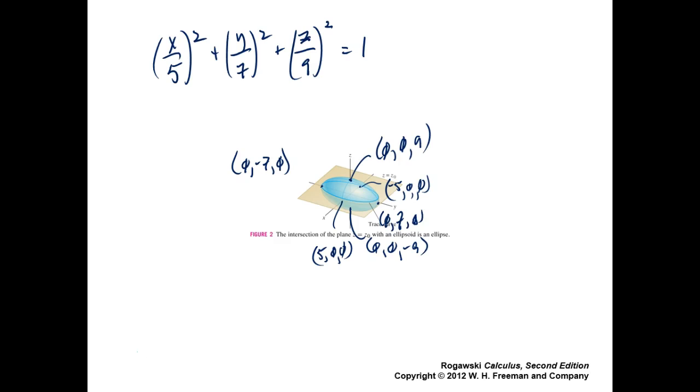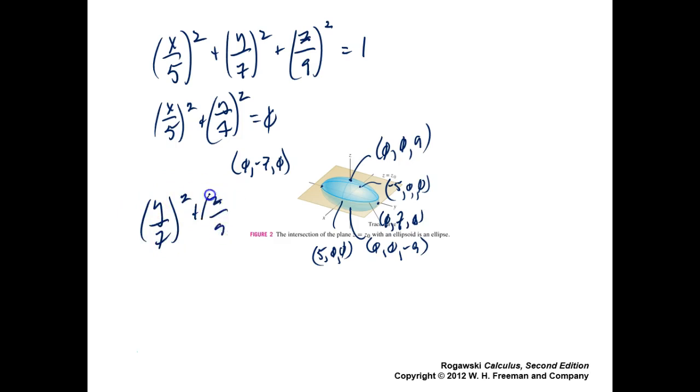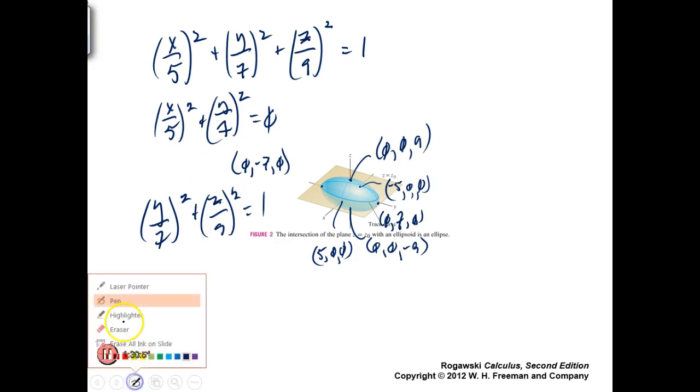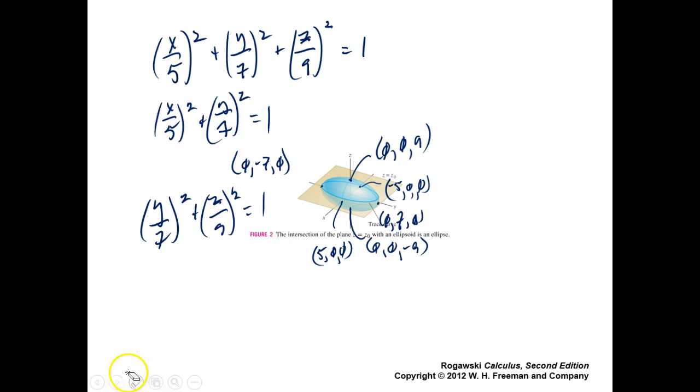And I guess to say it a different way, in the xy plane, it would be x over 5 squared plus y over 7 squared is equal to 1, because there z is equal to 0. And in the yz plane, the trace would be y over 7 squared plus z over 9 squared is equal to 1. Oops, I said 0. It's not 0. You should have caught me. Okay, 1.